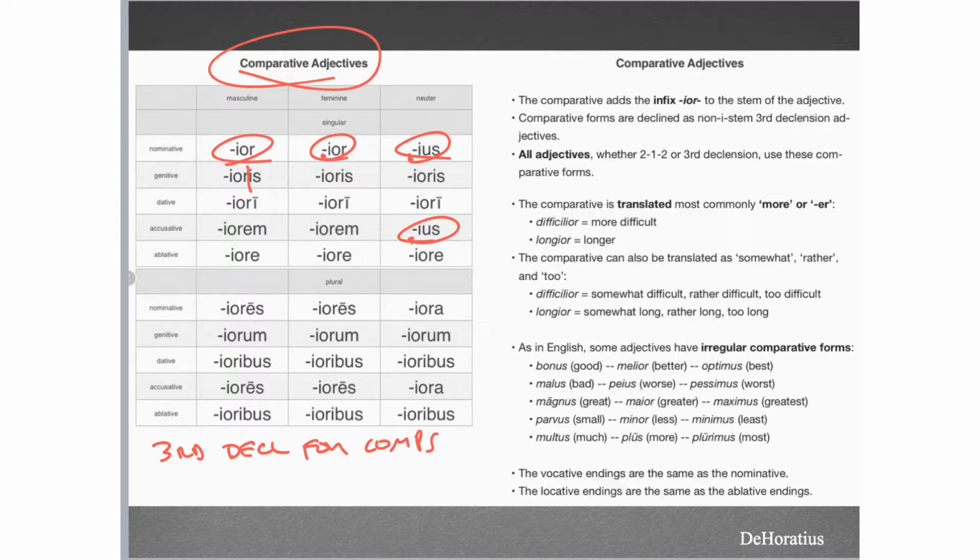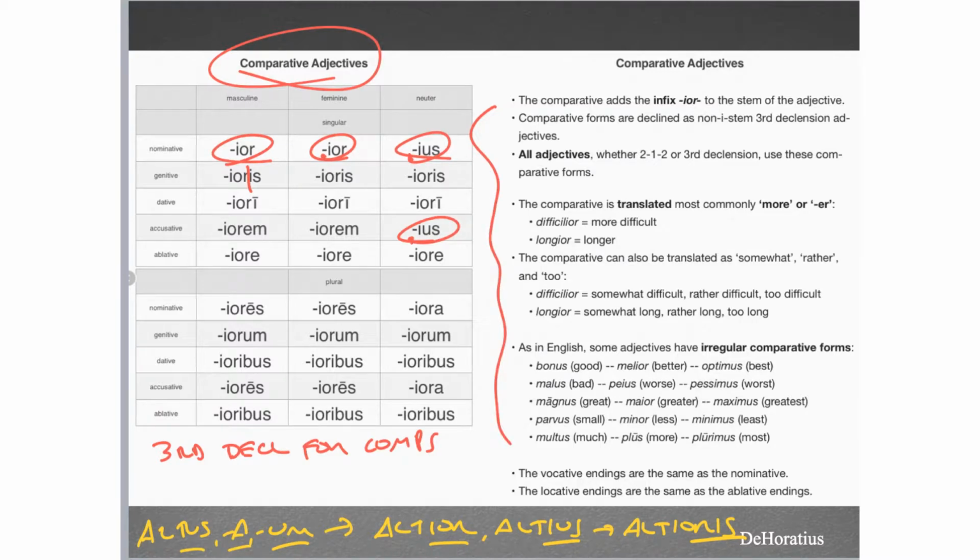So for instance, if I have a 212 adjective like altus, for its comparative it becomes altior, altius. Those are the two nominatives, and then into the genitive altioris. So it doesn't matter that it's a 212 adjective in the positive. All adjectives use third declension endings for their comparative forms. All right, and that is outlined here as well. So read that over if you want.